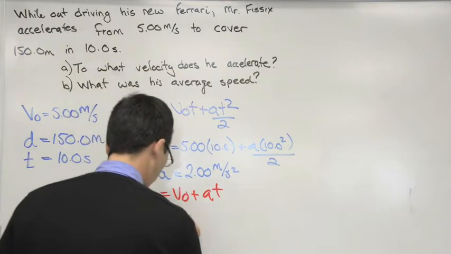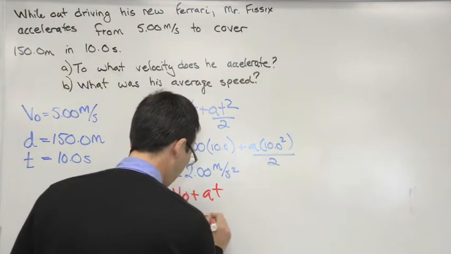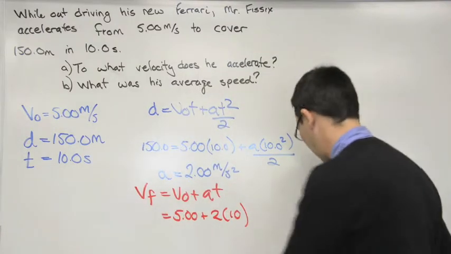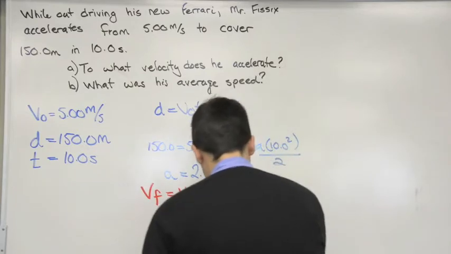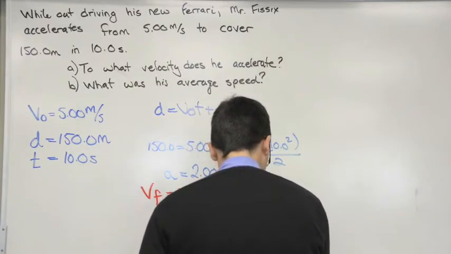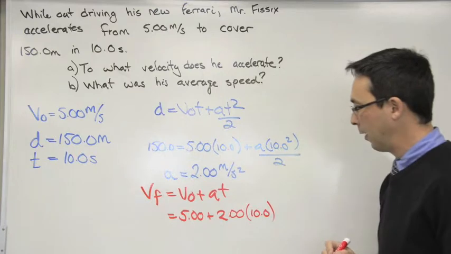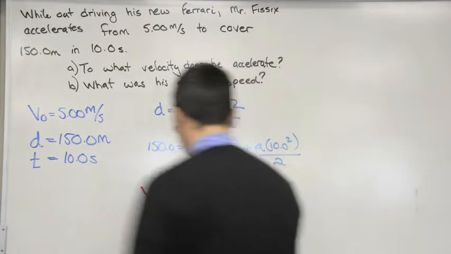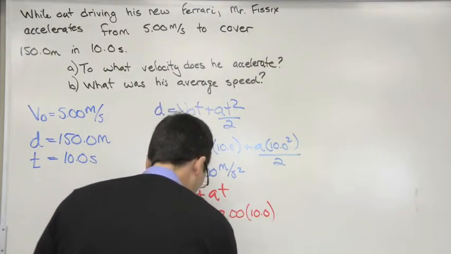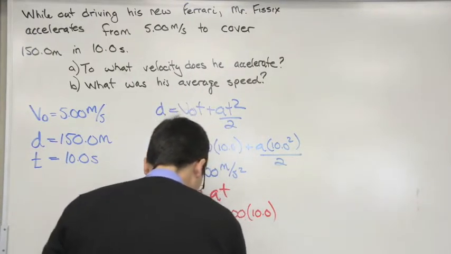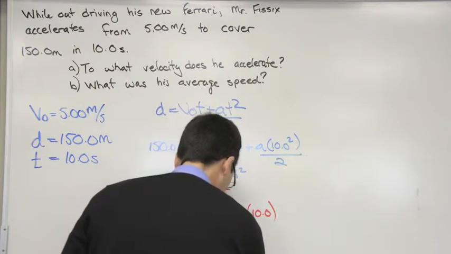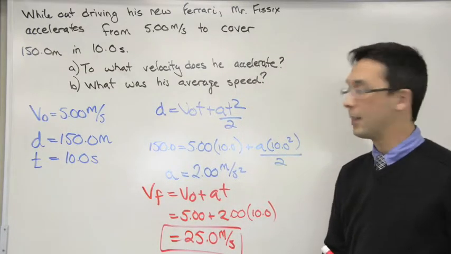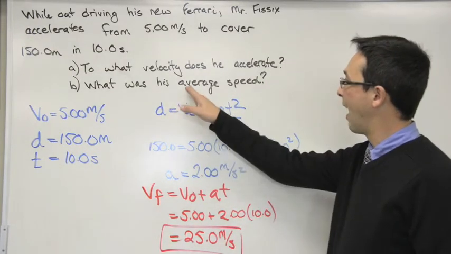Initial velocity 5. Acceleration is 2. Time is 10. Oh, actually. There we go. Okay, 2 times 10, that's going to be 20 plus the 5, 25, rounded to 3 sig figs. There's our final velocity. Now we need to solve for average speed.